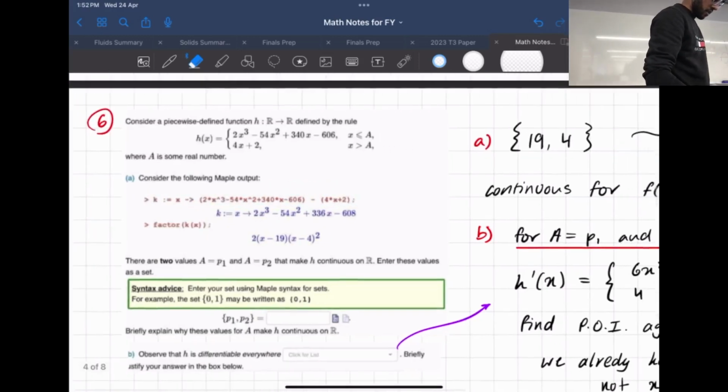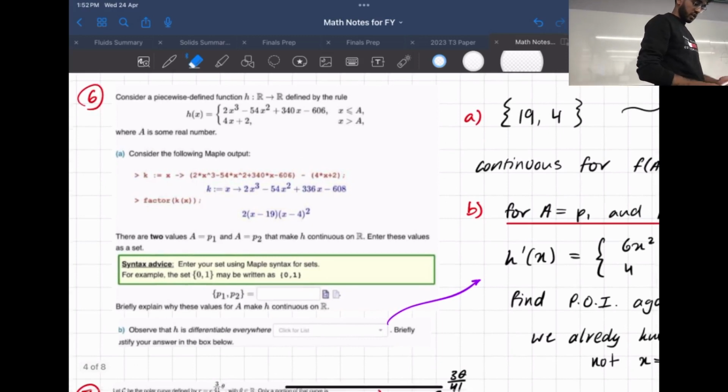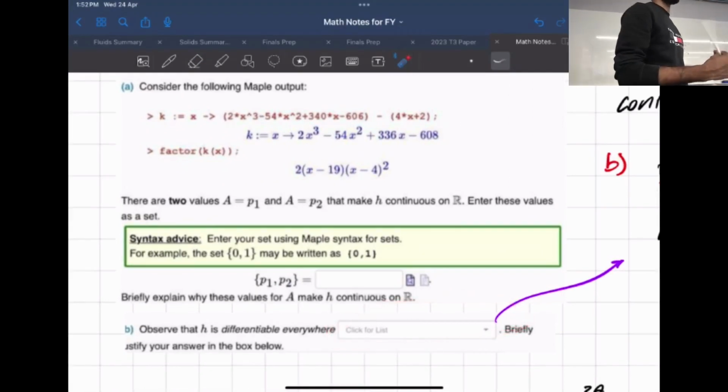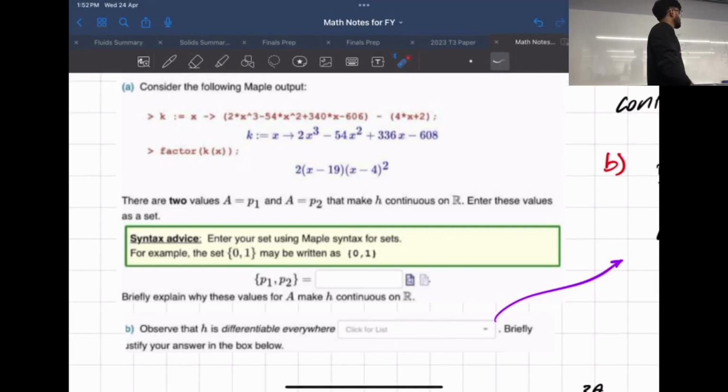Observe that h is differentiable everywhere. When is this true? When is it differentiable everywhere? For both values? For no values? For maybe one value, not the other? What might it be? Hands up for both values of a. Hands up for no values. Hands up for only one value. Why? I just substituted it together.